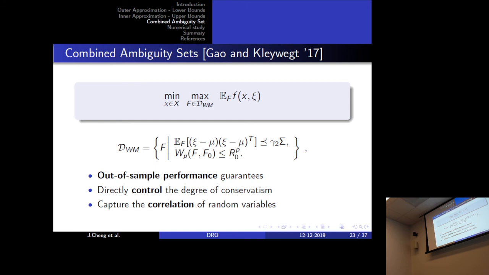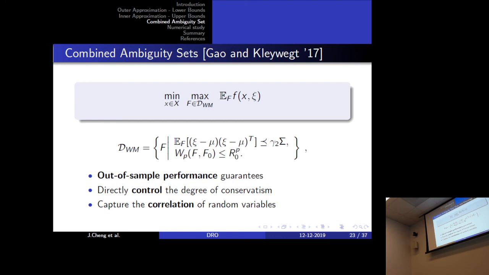And also, some other people investigate how to build, for instance, probability guarantees, where R0 is a function of the number of samples. It satisfies some condition so we can guarantee that with some probability, it covers the true distribution.